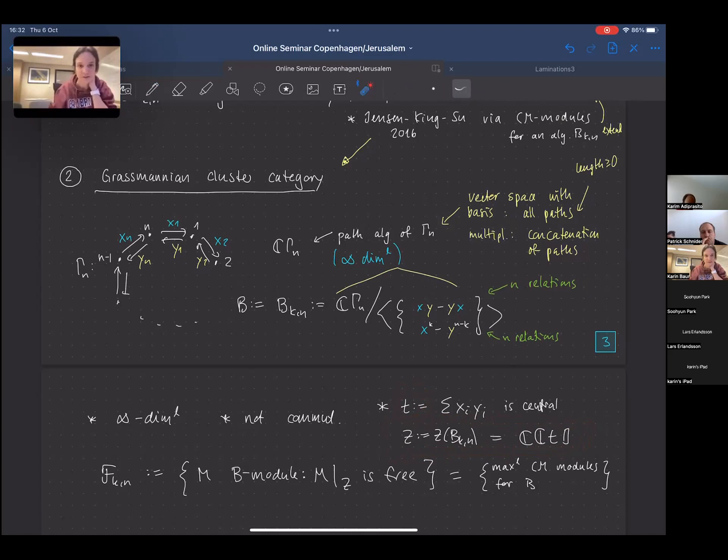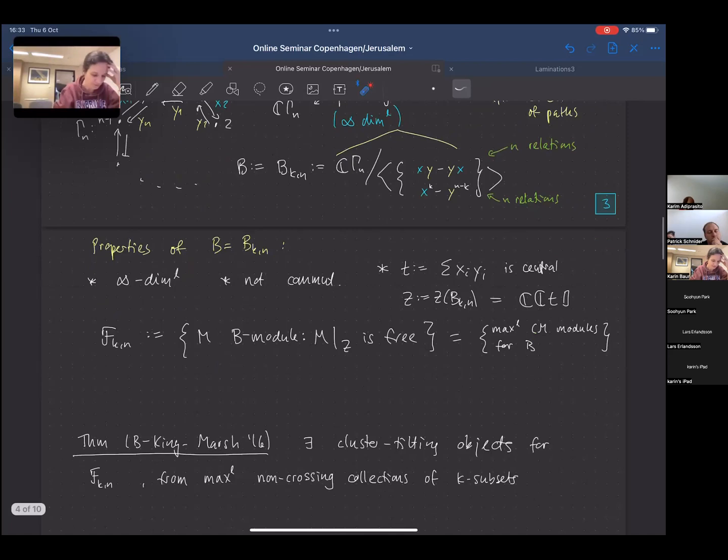So properties of B: this is an infinite dimensional algebra, not commutative, but we have a nice center. And what Jensen, King, and Su did, they took this center and looked only at modules which are free over the center. So any module for this algebra B, but it has to be free over the center. And I'm going to draw an explicit picture of one of these modules. They're also called maximal Cohen-Macaulay modules for this algebra. But I think the freeness is easier to see. It means if I restrict just to acting with X and Y, I have to get a basis. But it means also that I can restrict at one of these vertices, and I should just get a fixed number of copies of the center itself. I'm going to draw that in 2 minutes.